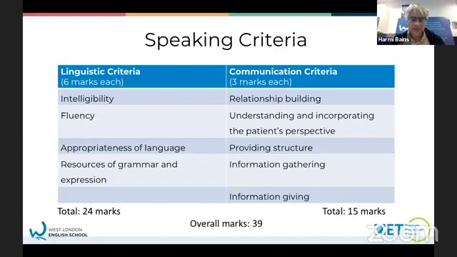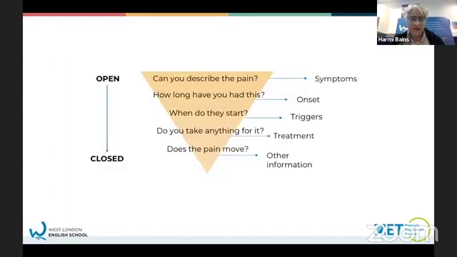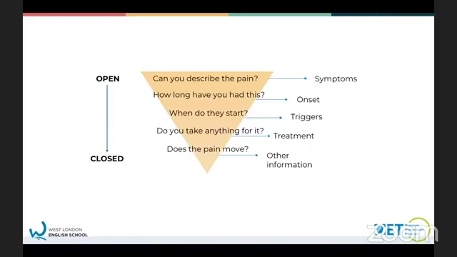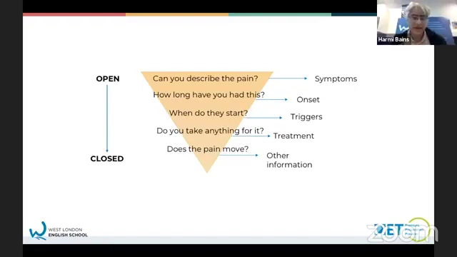Okay, any questions, Kamala? Any questions about that before we move on? Yeah, like for nurses also, we have to ask like this, starting with the open and then we just need to close questions, yeah? Yeah, exactly the same. Okay. All medical professionals.